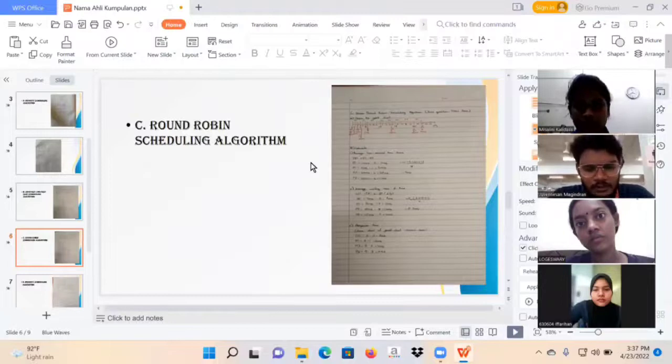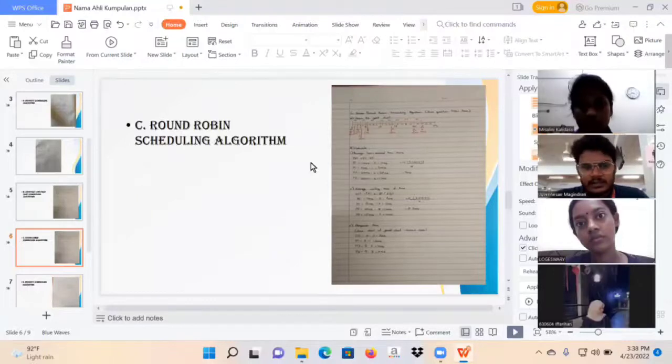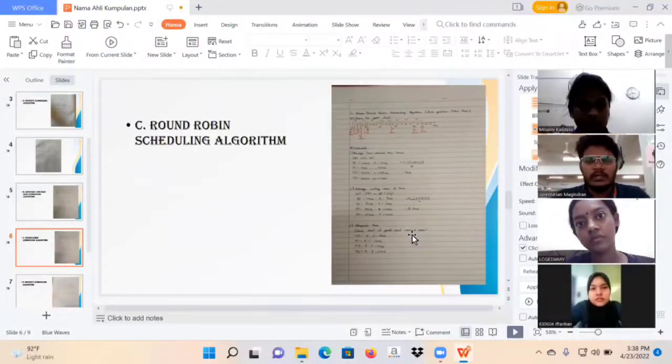Process 0 is equal to 0 minus 0 is equal to 0 milliseconds. And process 1, 3 minus 1 is equal to 2 millisecond. Process 2, 6 minus 2 is equal to 4 millisecond. And finally, process 3, 9 minus 3 is equal to 6 millisecond. That's all from me. I'll give to Shalini. Thank you.